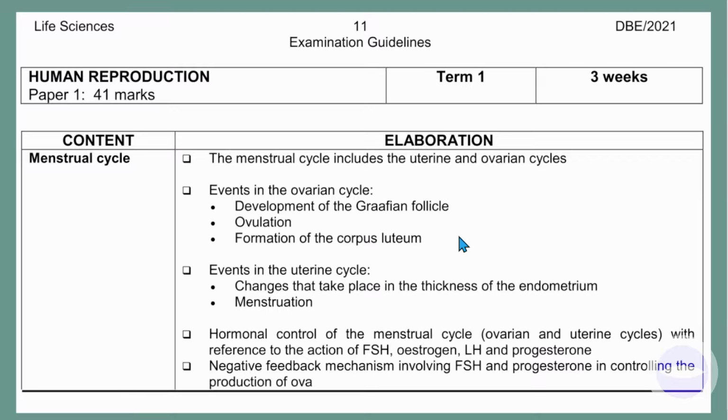So like always in our video, we start with the examination guideline. This document is an examination guideline for the menstrual cycle. The things that the examiner wants us to know: the menstrual cycle includes the uterine and the ovarian cycle. The menstrual cycle is divided into two cycles, the uterine cycle and the ovarian cycle, which are taking place at the same time.